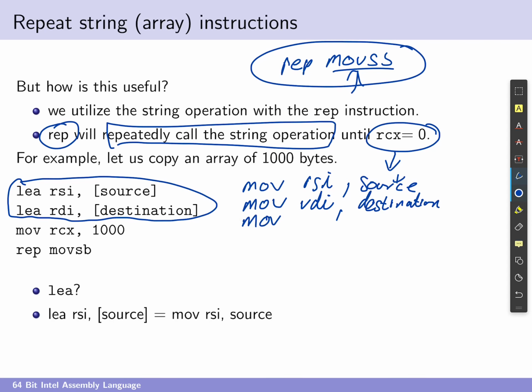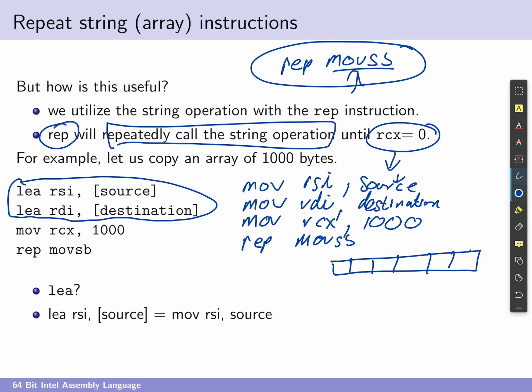Then I'm going to set RCX to indicate how many elements I'm working with. In this case, for example, I'm working with 1,000 elements. And then I call rep movsb. Now what will end up happening is, if I have my arrays, so let's call this one source and this one destination, it's going to copy this value to this location. It's going to increment the source and the destination pointer such that I'm now looking at this element and this element.